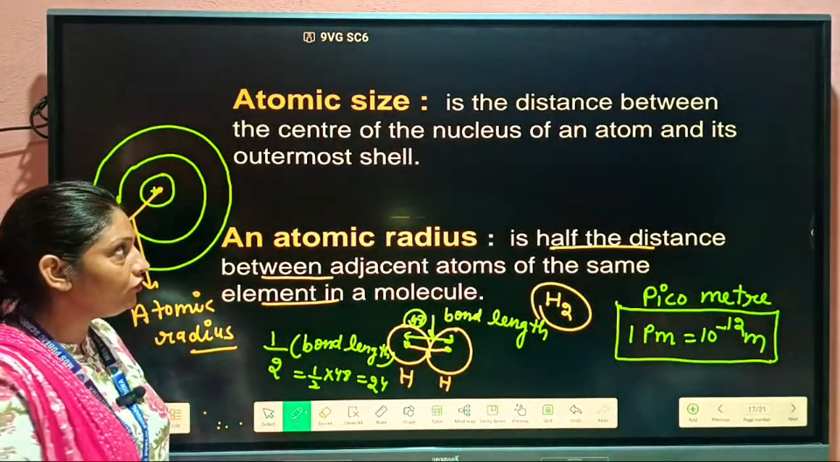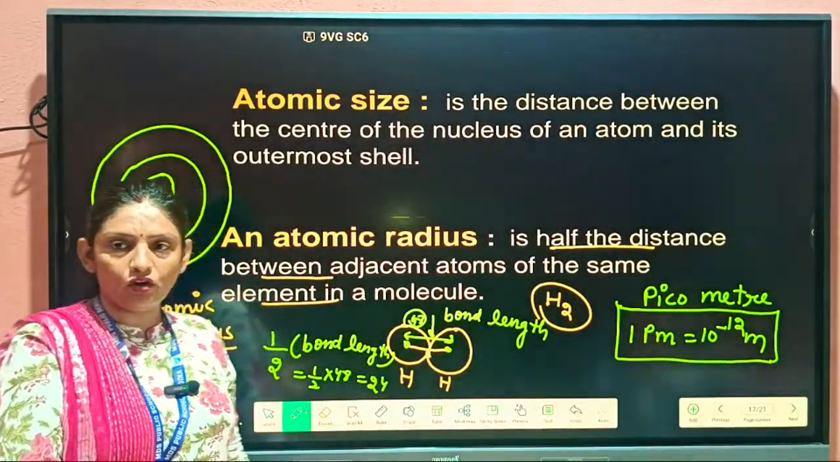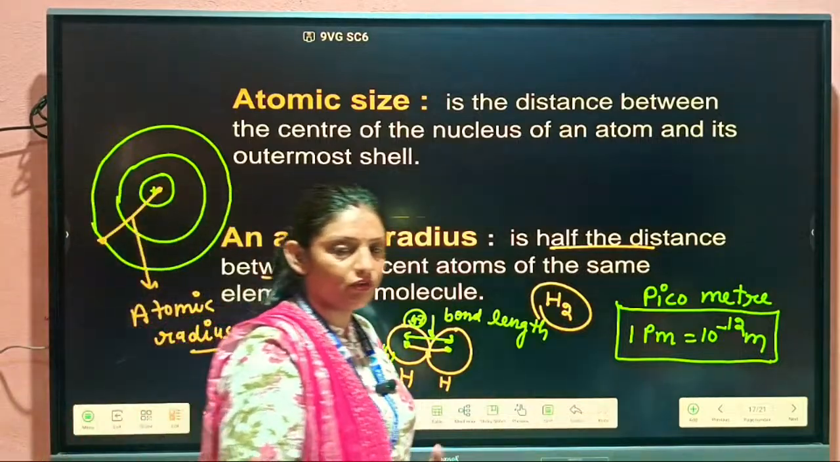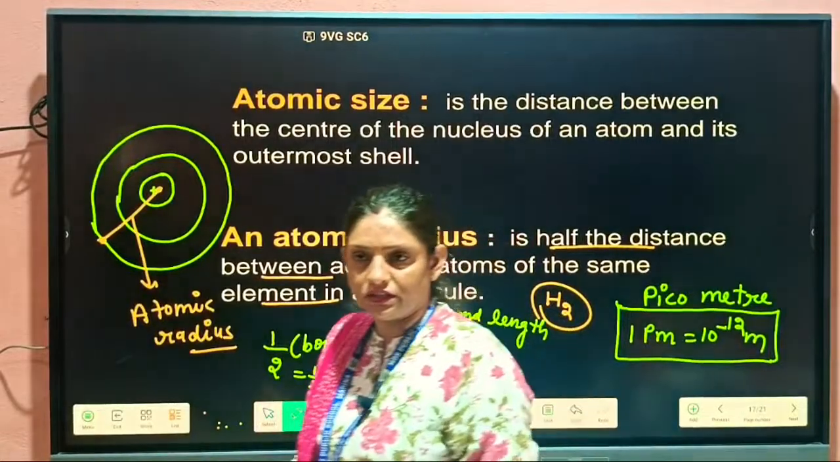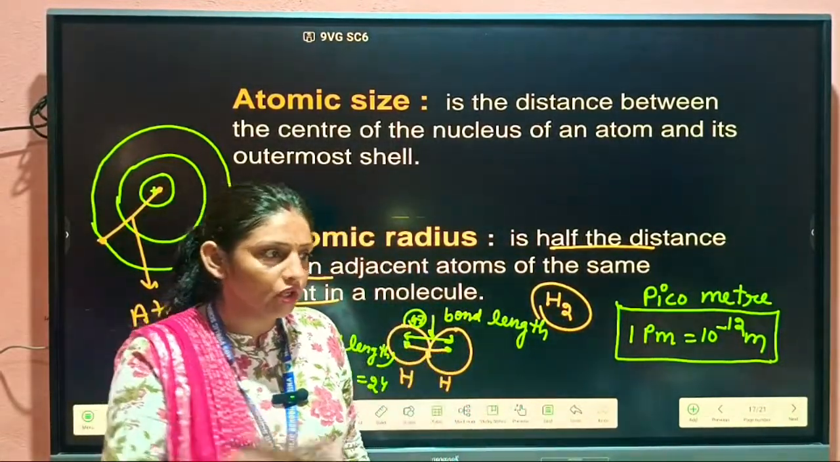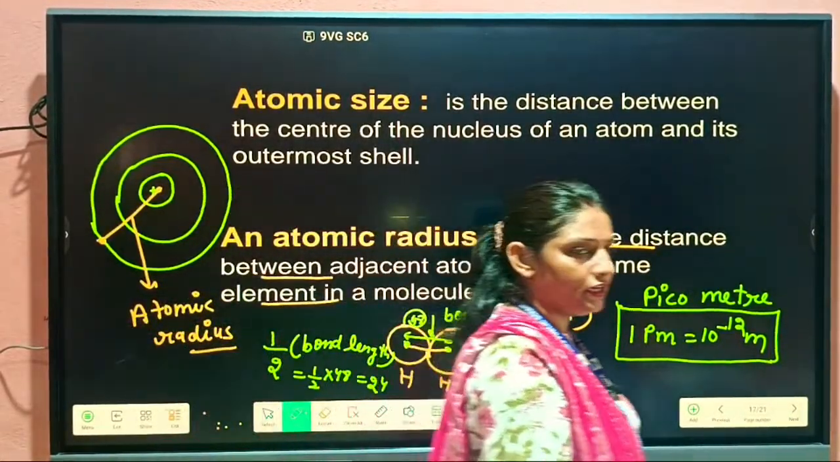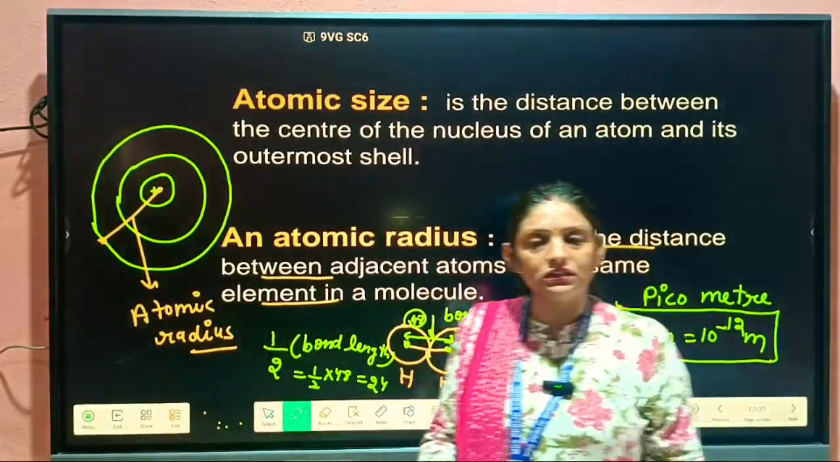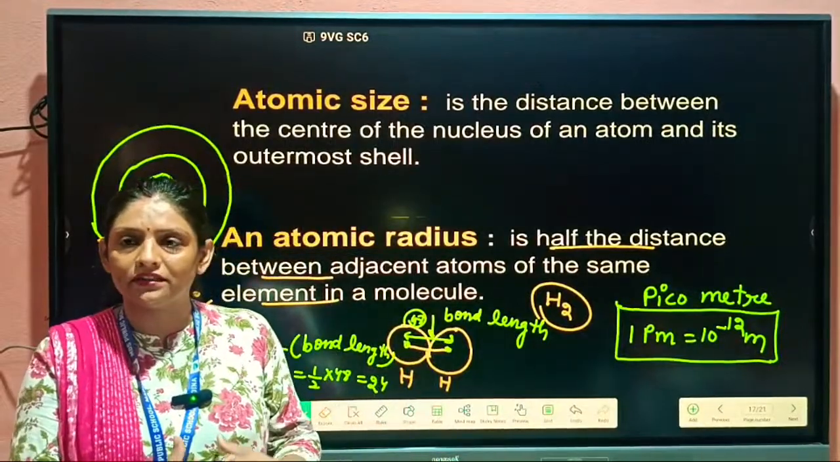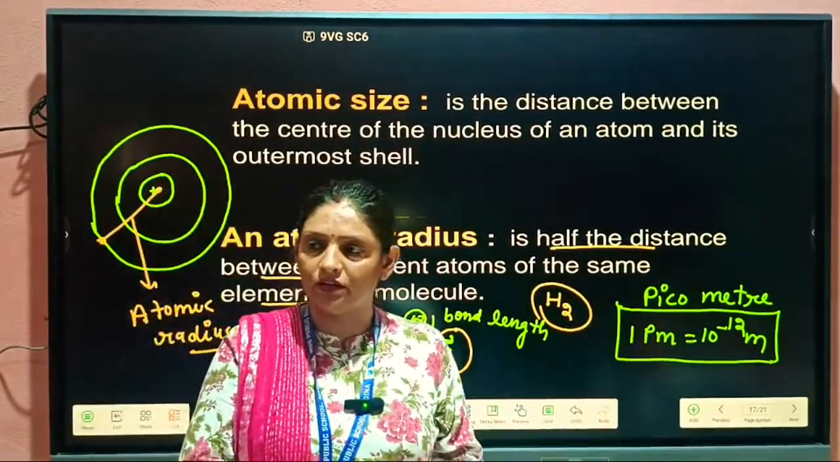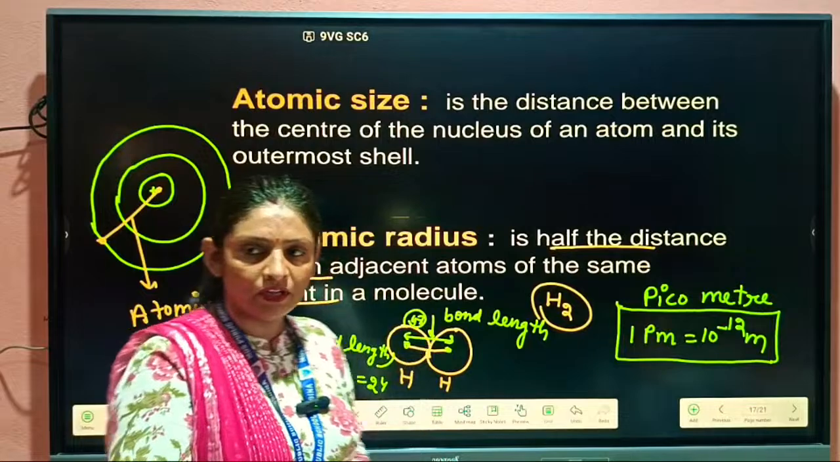It is clear to you what the atomic radius is. Atomic radius is the distance between the center of the nucleus and the outermost shell. And if we have a molecule, then the atomic radius is half of the distance between the nuclei of two adjacent atoms of the same element. Is it clear to you? Yes.